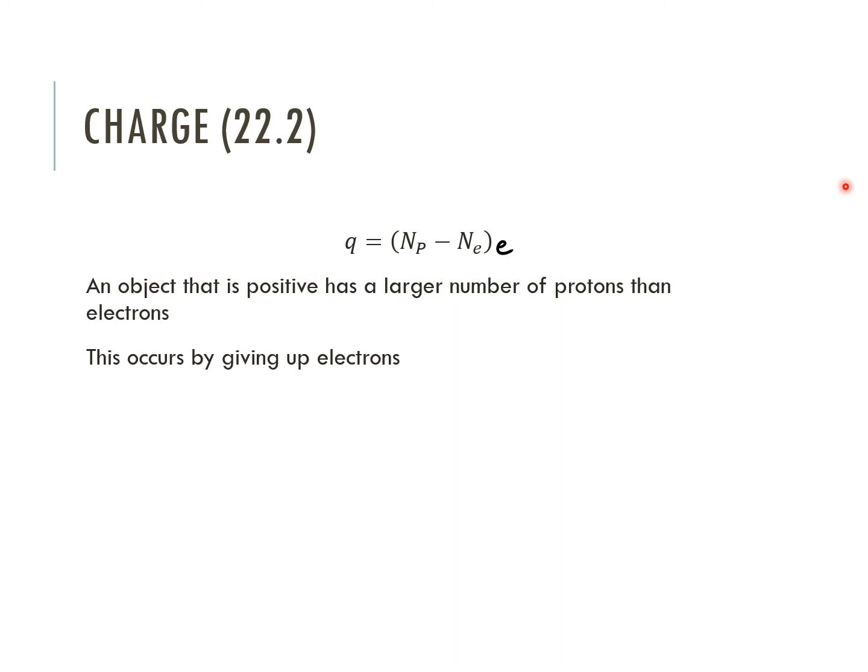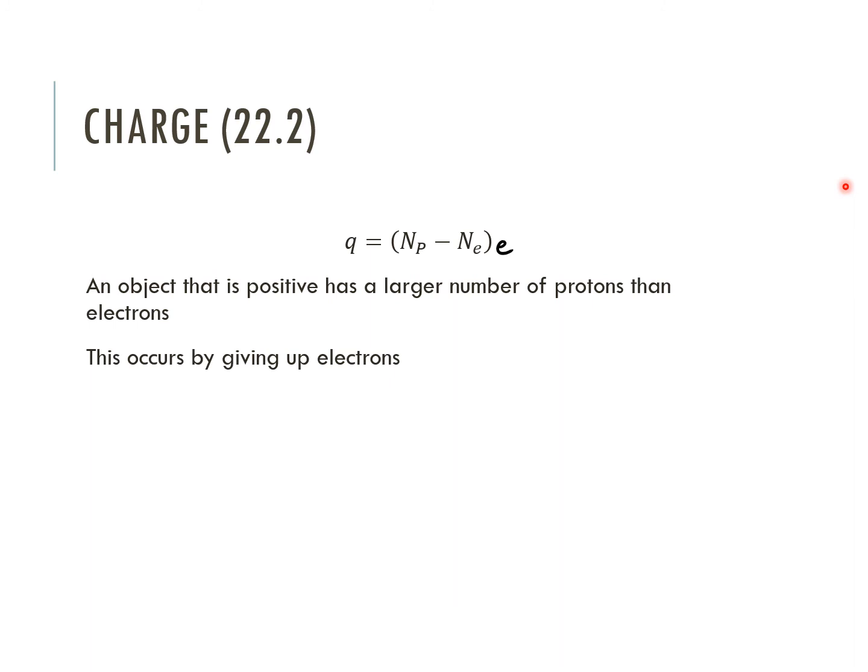Well, you can have the opposite case as well, where you have more electrons, but in order to have a positively charged object, it must give up electrons. If we go back a couple of slides, we saw that the charge of the proton and the electron is the same.